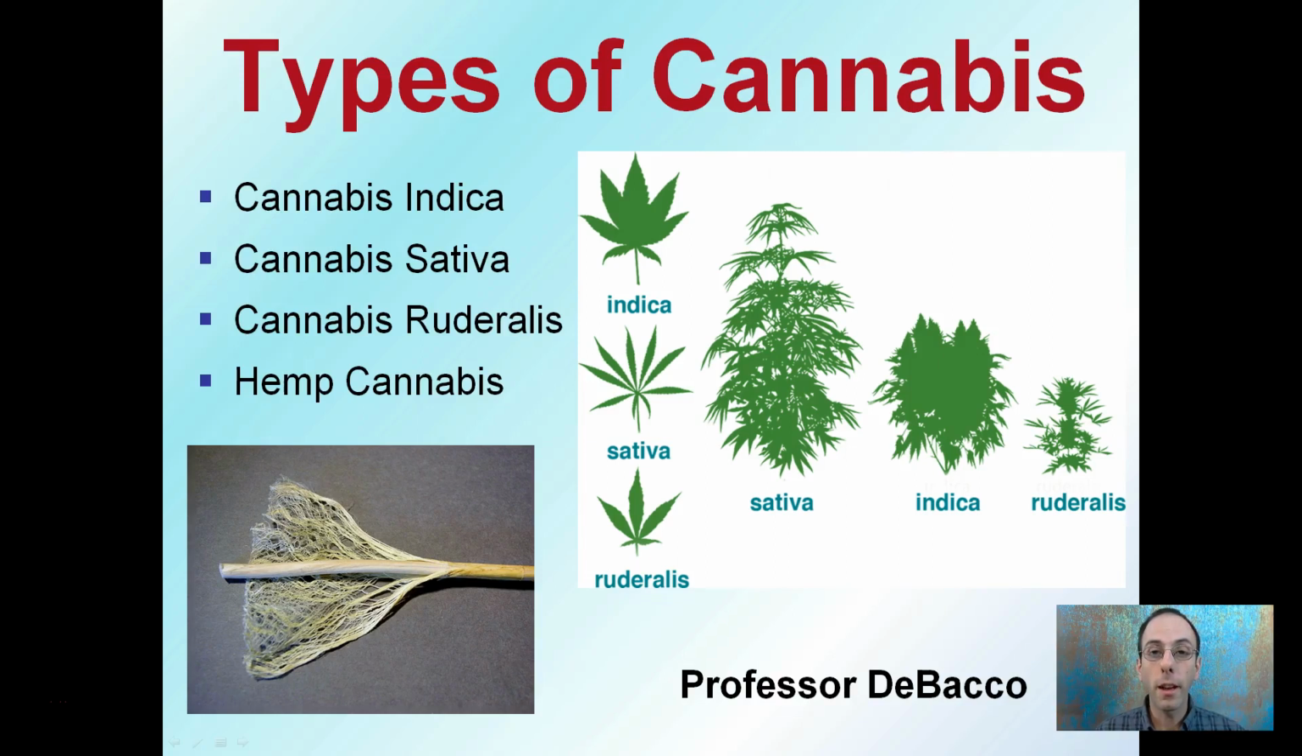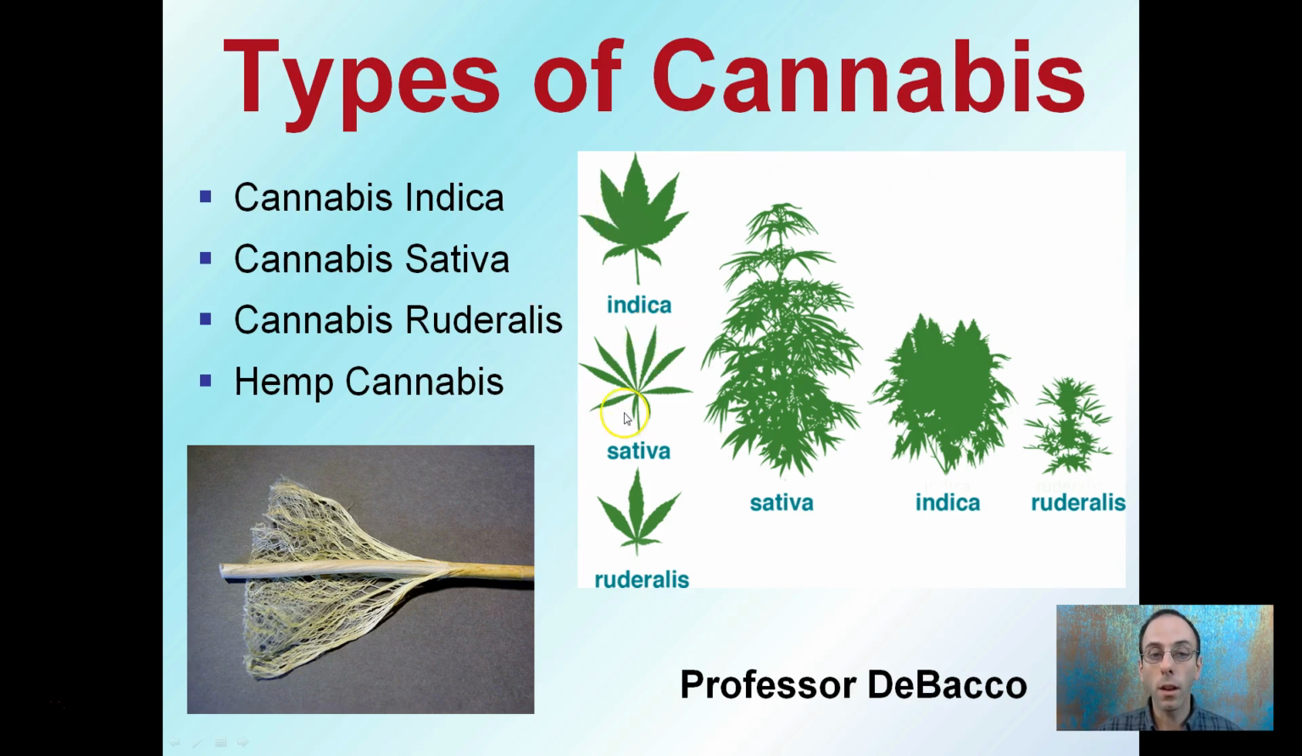Okay, here I'm going to go over different types of cannabis: Cannabis Indica, Sativa, Ruderalis, and also Hemp Cannabis. Now, while these different types are kind of ingrained in the industry, we're going to learn here that the differences may not be as great as you may initially think.